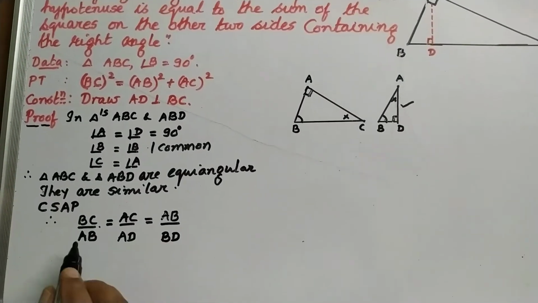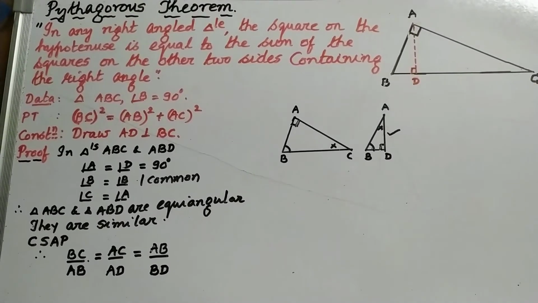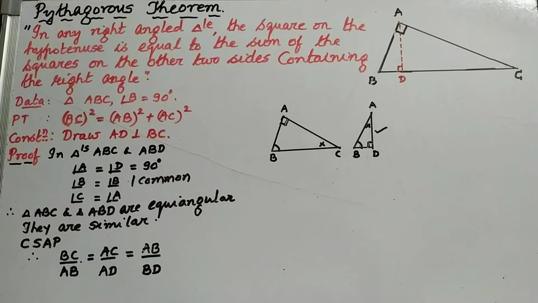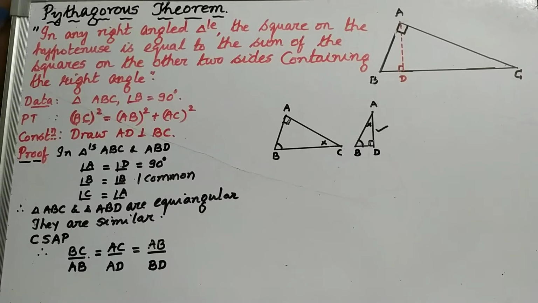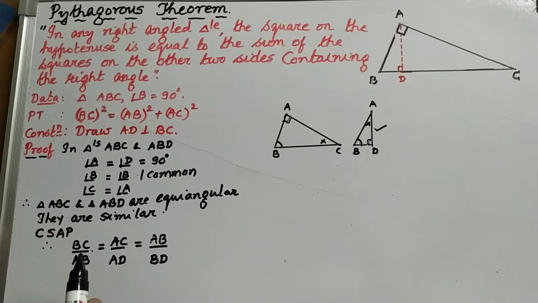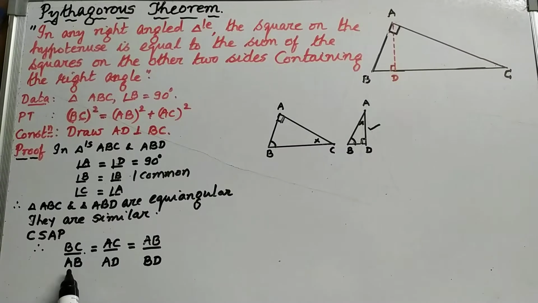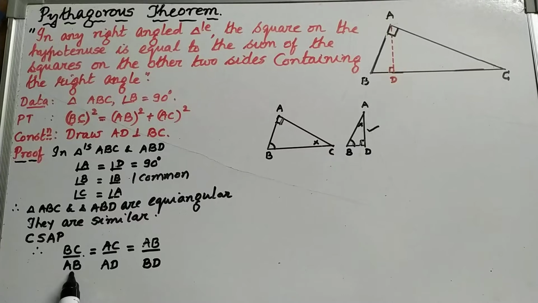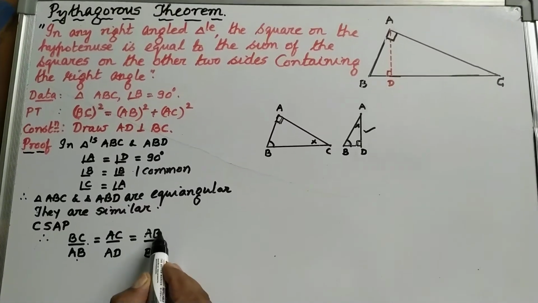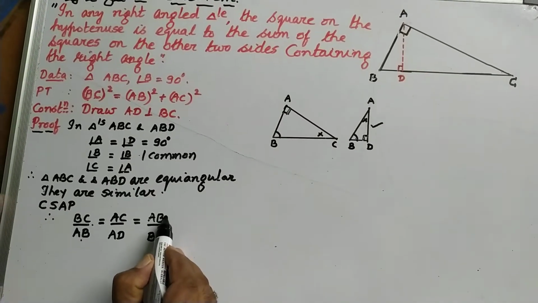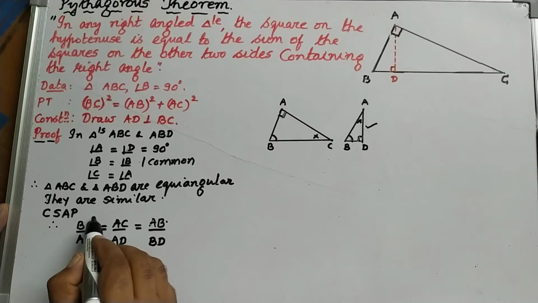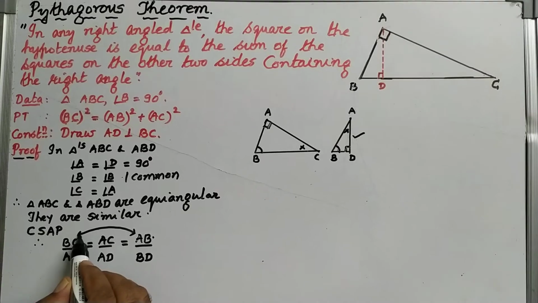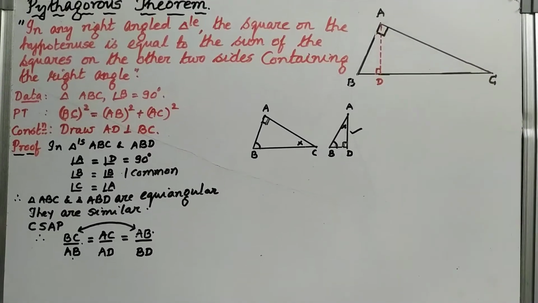So I have got three fractions here, and in these three fractions you can find one denominator of one of the fractions and one numerator of another fraction to be the same. Let me equate those two. The other one is not necessary for our proof.